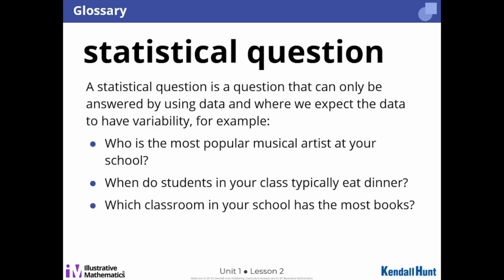When your group begins their project and you are trying to decide on your question, you need to ensure that it is a statistical question. You need to know that you are going to get different responses from different people.